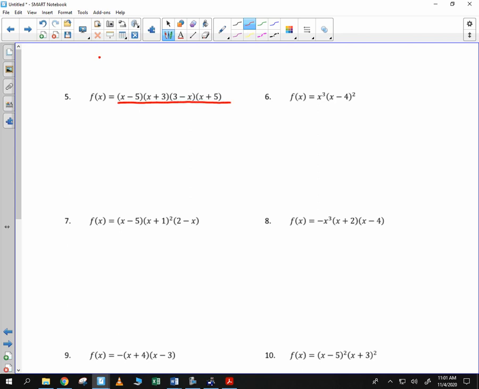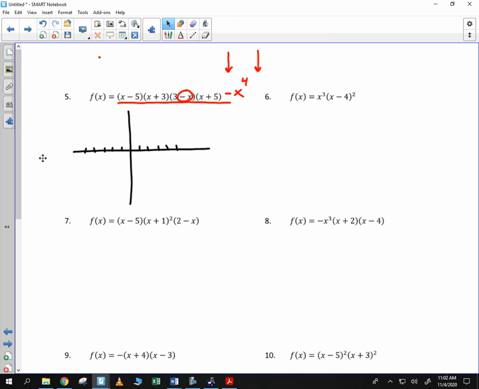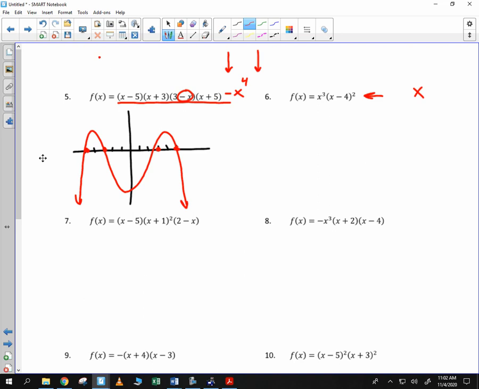When you multiply these out, because this x is negative, you're going to get a negative x to the 4th. Which means because it's negative, it ends down. Because it's even, it starts and ends in the same direction. So I mark it out, 1, 2, 3, 4, 5, 1, 2, 3, 4, 5. All are single roots. In this situation, you multiply it out, you're going to get positive x to the 5th. Because it's positive, it will end up. Because it's odd, it will start and end in opposite directions.